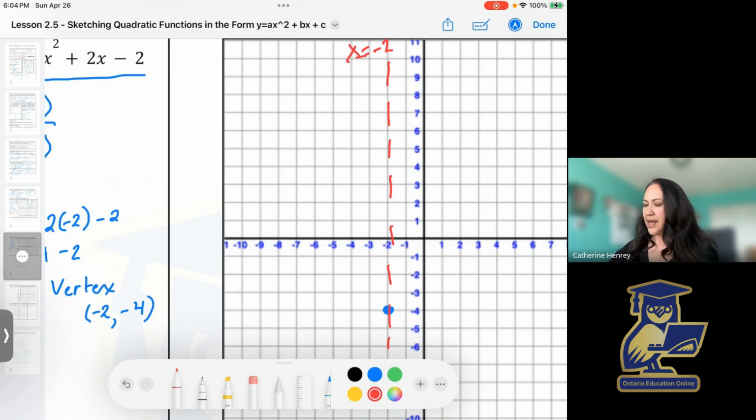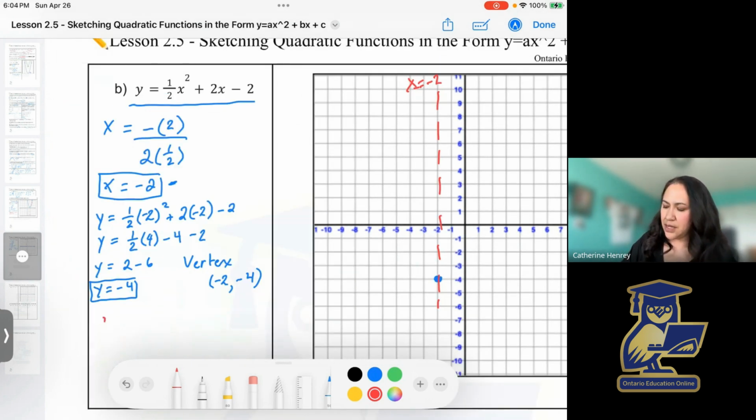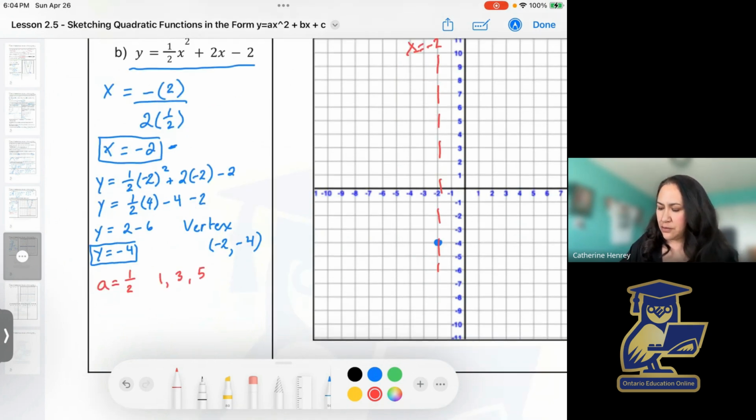And if we take a look at a here, because the a is 1/2, our step pattern should go from 1, 3, 5, which is the parent function. A is 1/2, so the step pattern for this function should be 1/2, 3/2, and 5/2. In other words, 0.5, 1.5, and 2.5. So let's see if we can follow the step pattern here.